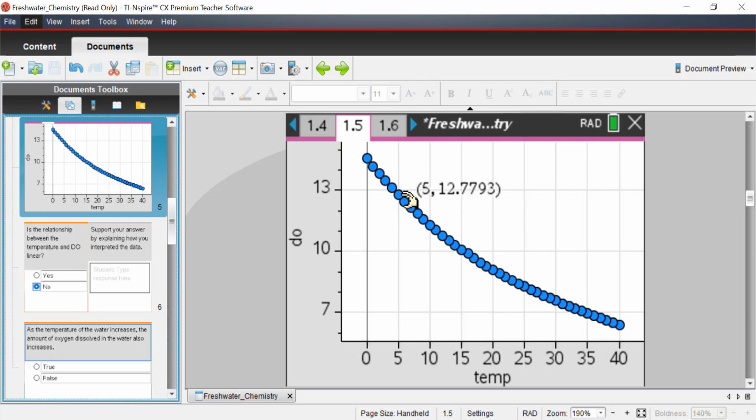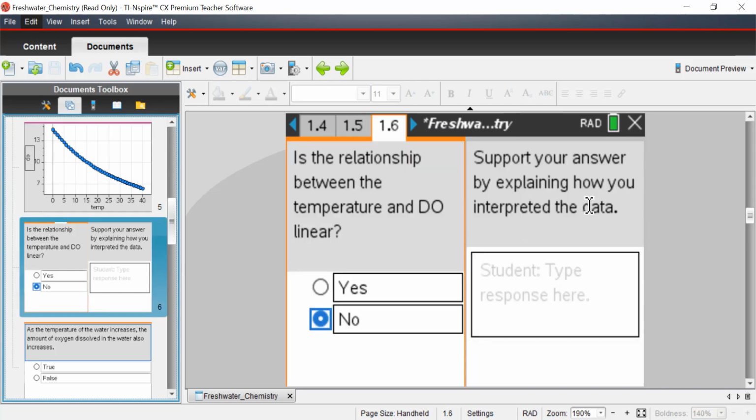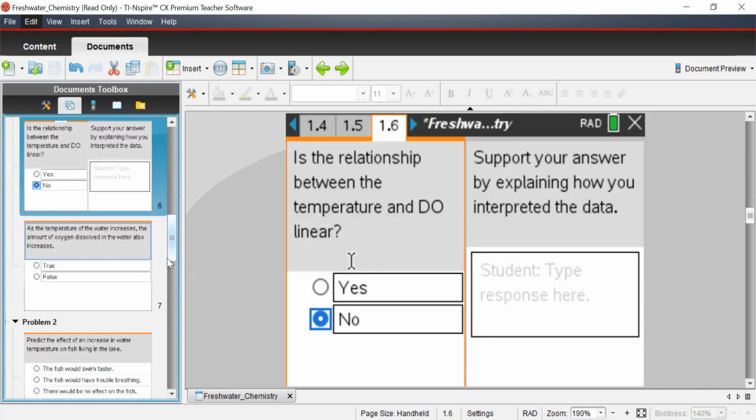It's just because as you get rid of dissolved oxygen as the water warms up, you have less and less of it that's available to be removed. So that could explain some of the curvature we see in this graph. It just doesn't, dissolved oxygen doesn't decrease at the same rate that the temperature increases. So that's how I would interpret that data.